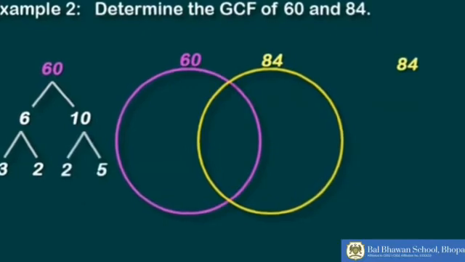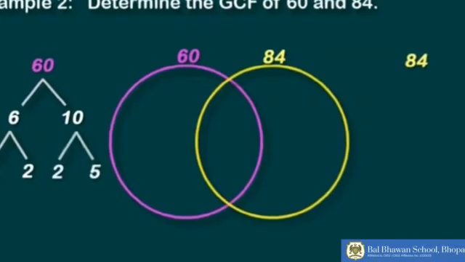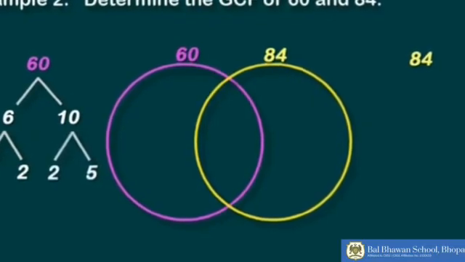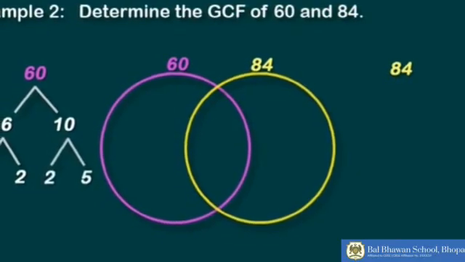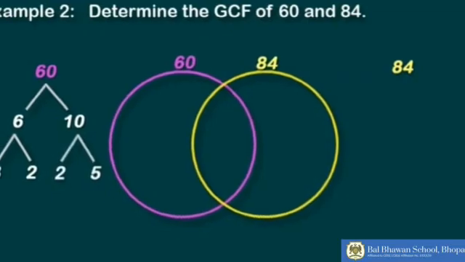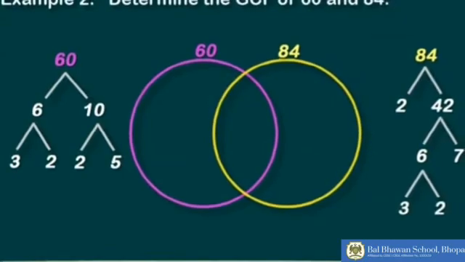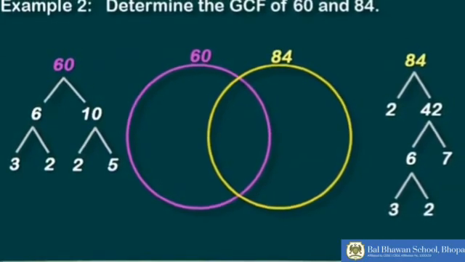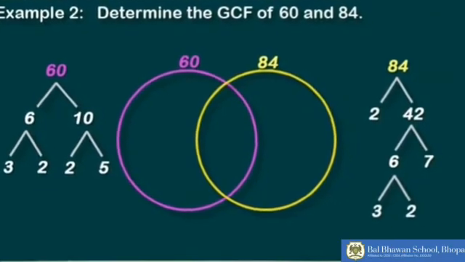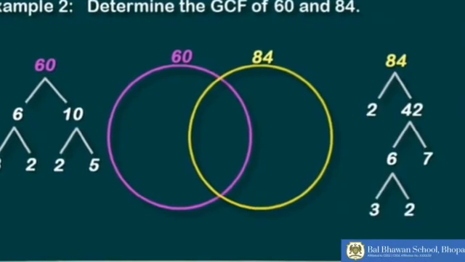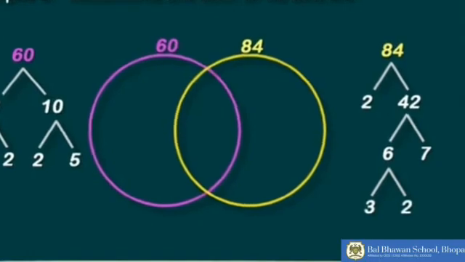Let us solve one more question of finding the GCF or HCF of 60 and 84 using a Venn diagram. Here, first I will find all the factors of 60. 6 tens are 60, further 3 twos are 6 and 2 fives are 10. Further, I am going to find all the factors of 84, which is 2 into 42. 42 can be further written as 6 into 7 and 6 can be written as 3 into 2. So, the factors of 84 are complete.